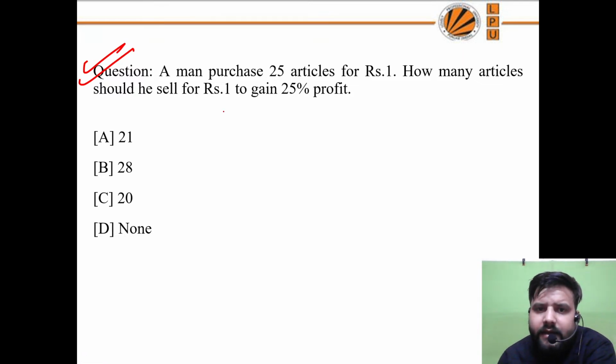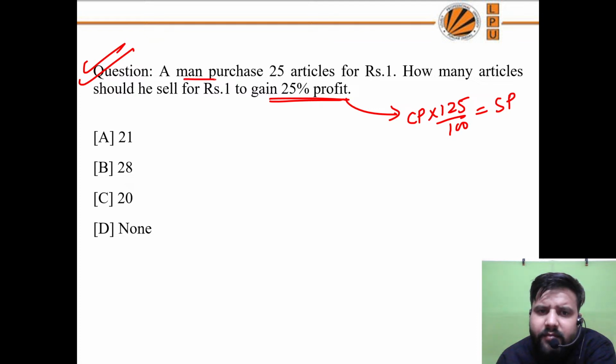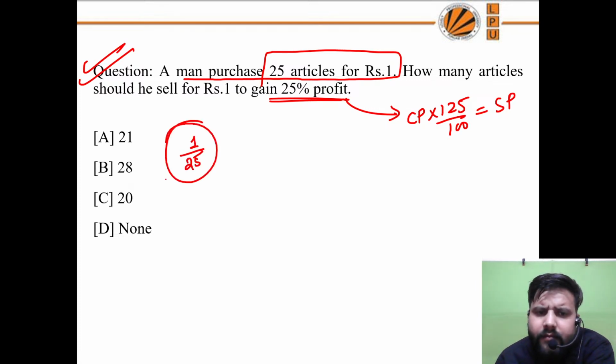This is another type. Now see here, in the question there is a profit of 25%. So what will you write? What equation will I write here for CP and SP? I'll write CP multiplied by 125 by 100. That will give you SP. The question says a man purchases 25 articles for 1 rupee. It means the cost of one article is 1 by 25. Isn't it? This becomes your CP for the question.